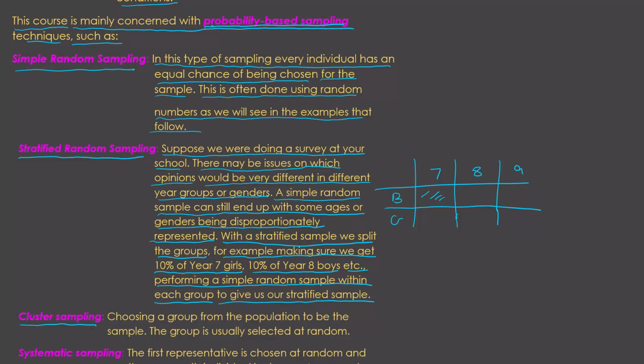Cluster sampling. Choosing a group from the population to be the sample. The group is usually selected at random, but of course the way you construct those groups has to be done carefully, or you really will end up with problems of under or over representation.